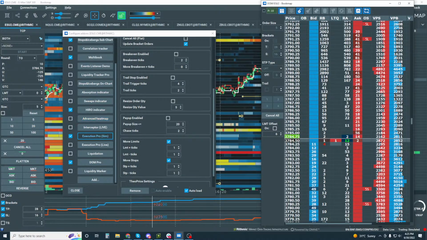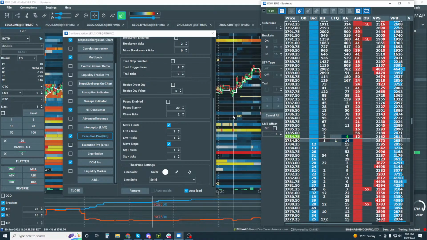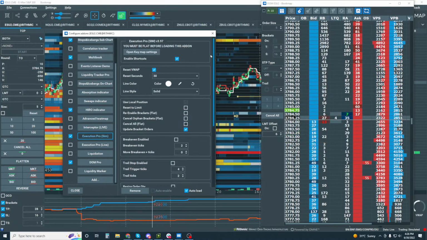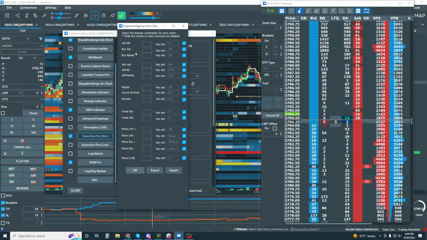And then moving the orders here, moving your limits, this works together with what we were talking about earlier, your keystrokes, Keeper up Pro. Correct. Yeah.